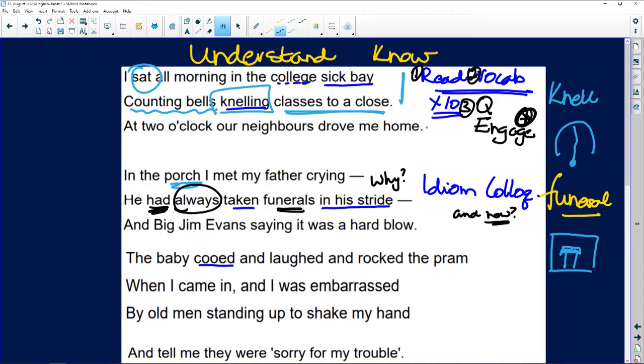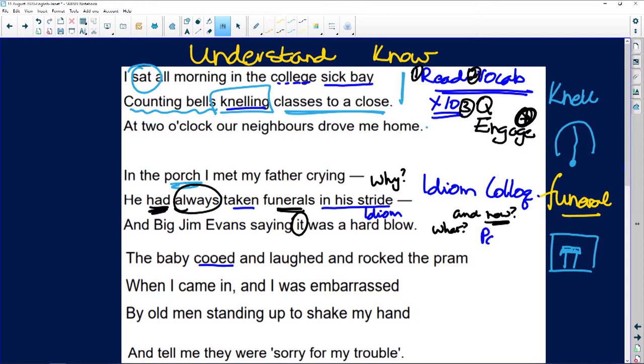Big Jim Evans saying, it was a hard blow. Now in English, it has got to refer to something. So you write a little note: what? It was a hard blow. This is another idiom. It is not literal. Now, why am I suddenly getting agitated? Because I've seen teachers saying, now this is literal in this poem. No way. This is an idiom. What does it mean if it's a hard blow? It is something very painful and difficult to cope with.